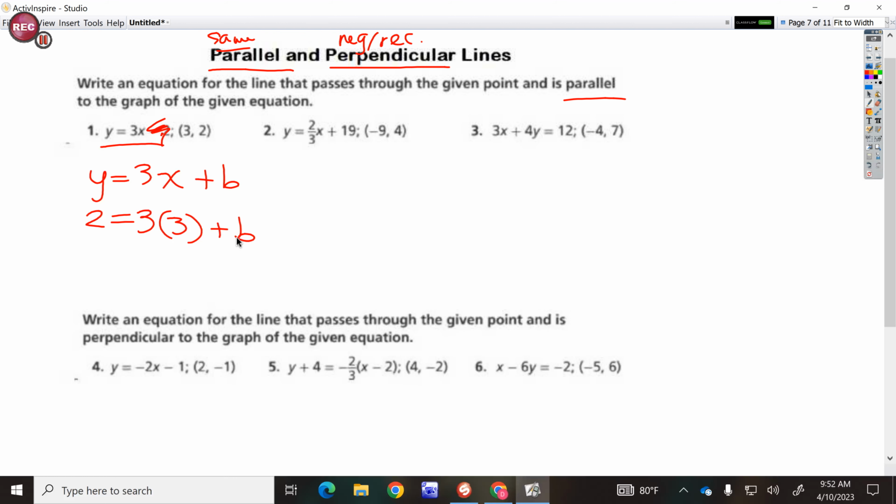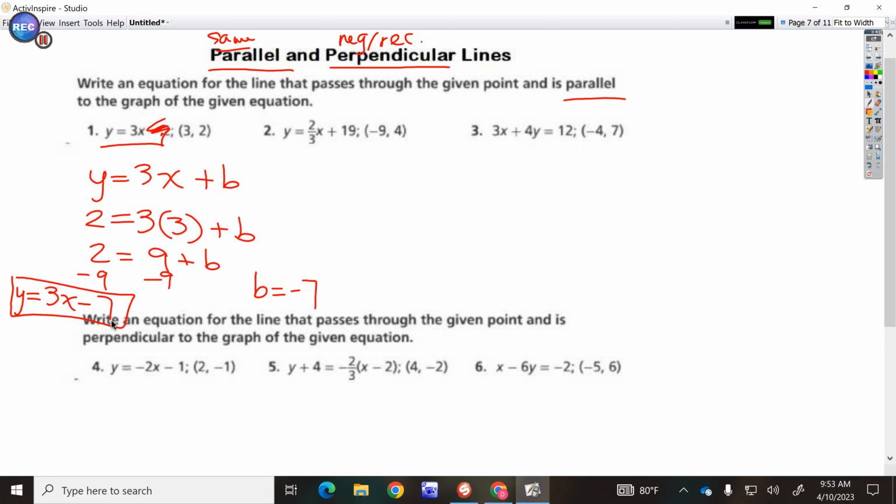And now we solve. What's 3 times 3? 9. So the one step to solve this would be subtracting 9 from both sides, which gives you b equals -7. Now I can write my final answer. My final answer, y equals what? 3x minus 7. So far, so good on that?